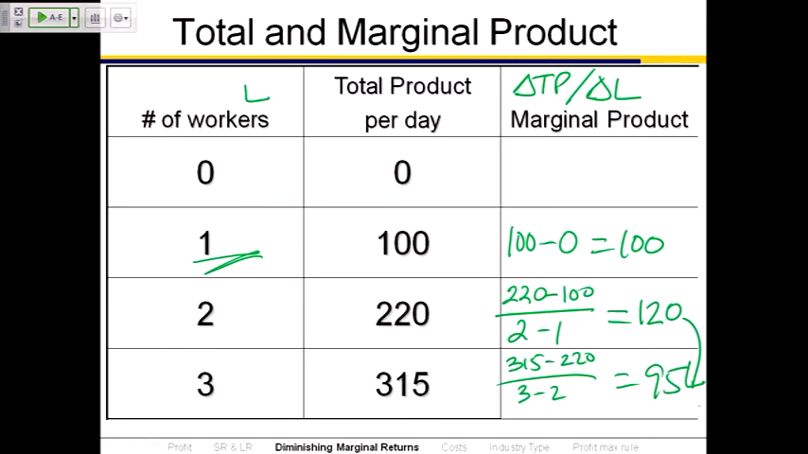Question on the aisle. Will labor always equal 1? In this example, the denominator is always 1 because I'm going 0, 1, 2, 3. If I'd gone 0, 10, 20, 30, then we would be dividing by 10. So the denominator is a change in labor, which happens to be 1 here because I chose 1, 2, 3.